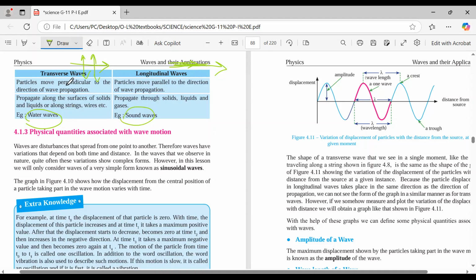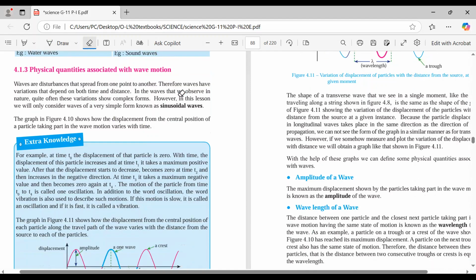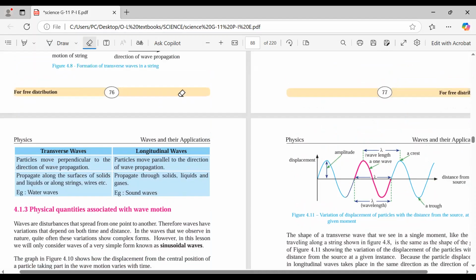Puta, you all must have seen ripples, right? When you put a stone into water, you will see the ripples forming, no? So those ripples are transverse waves forming. Okay? Water waves are transverse waves. Any questions regarding what we learned so far, Puta? Any questions, Puta?